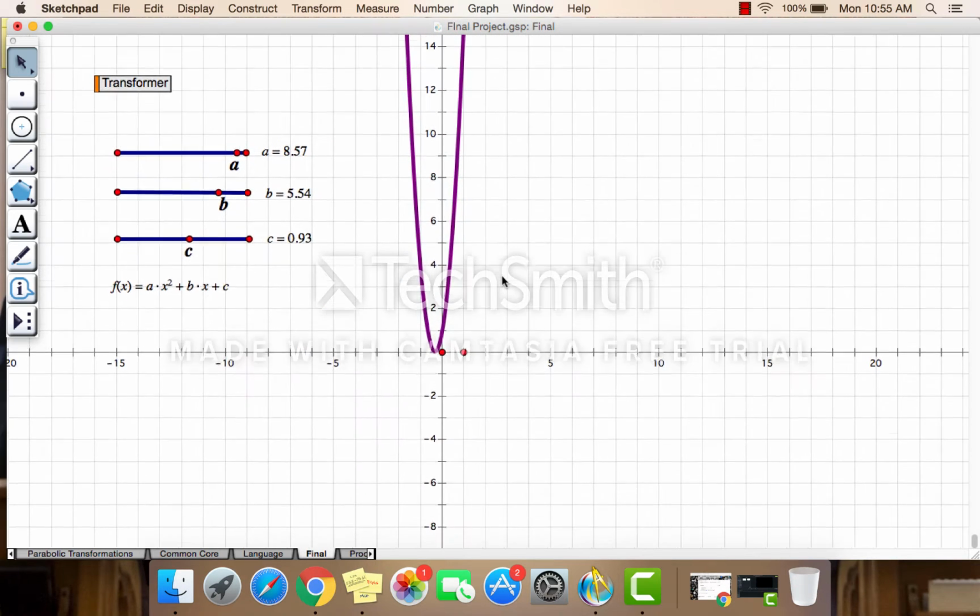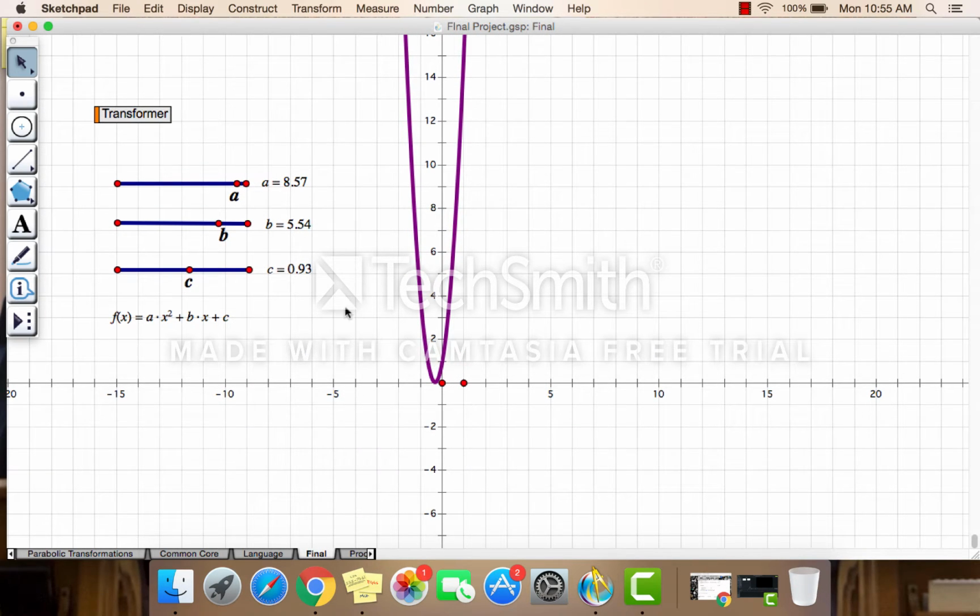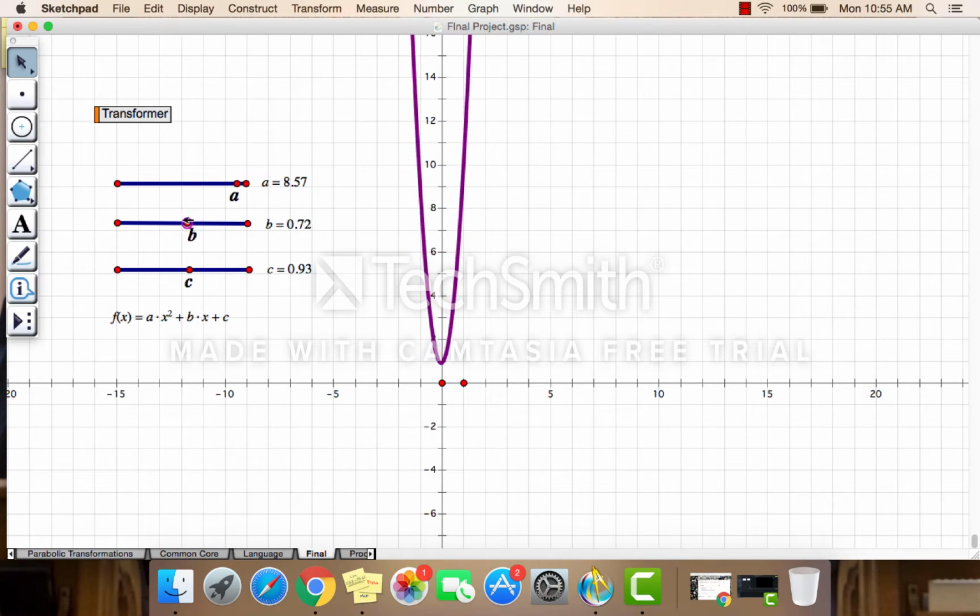So this is the final product of what we are making. We're basically making a parabolic transformer of sorts. I made these sliders, so we're going to be able to see exactly how each coefficient affects the graph as it changes. And yeah, so let's do it.